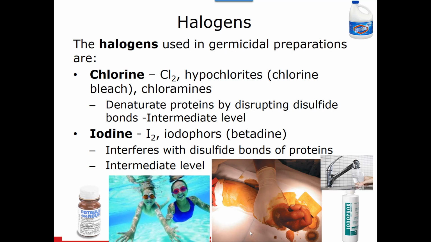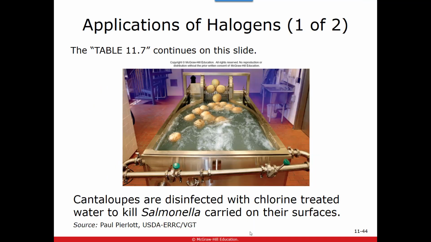This is showing an example of using the chlorine. It's some cantaloupes that are disinfected with chlorine to kill any potential bad bacteria like salmonella before they get shipped off to the stores. This is showing some surface getting treated with some of the iodine, a povidone iodine solution, before surgery.